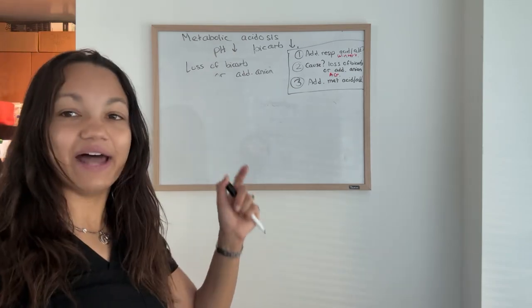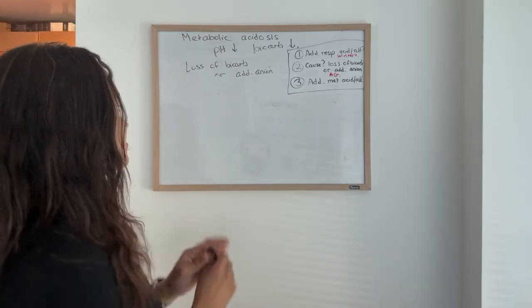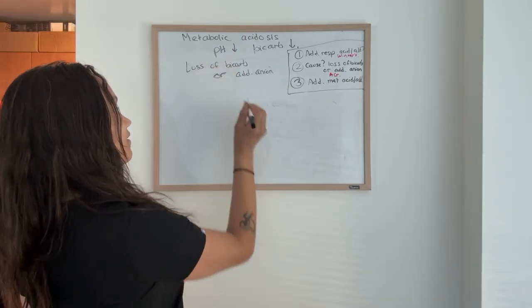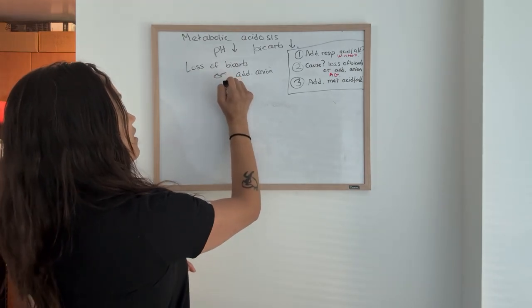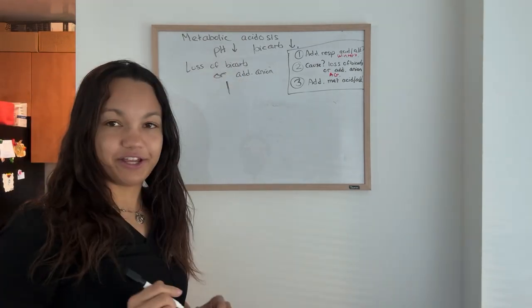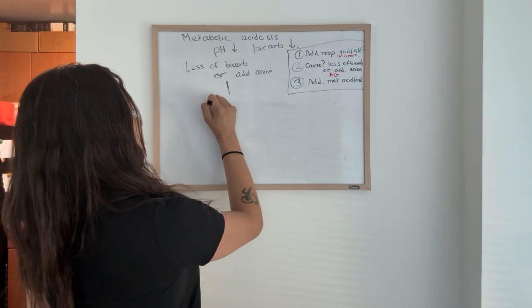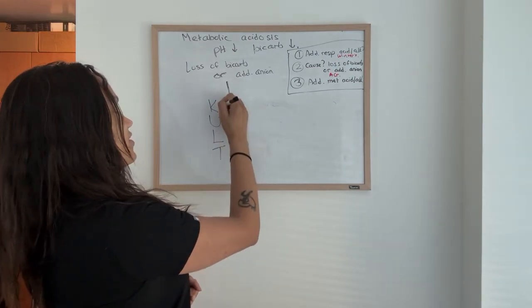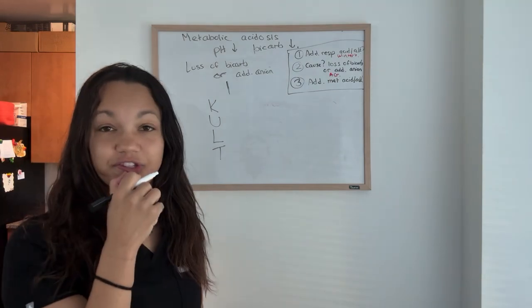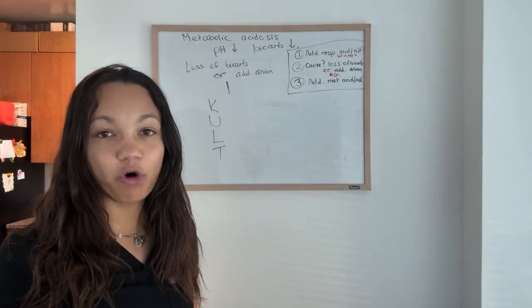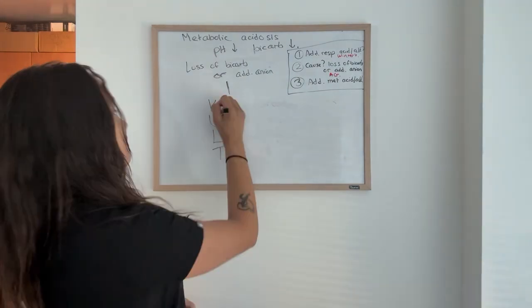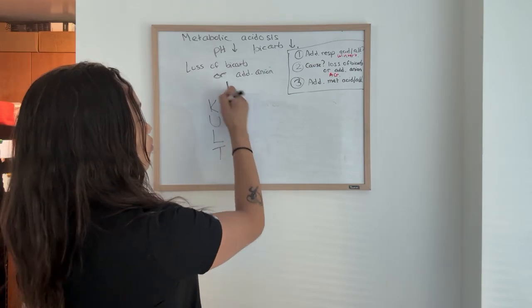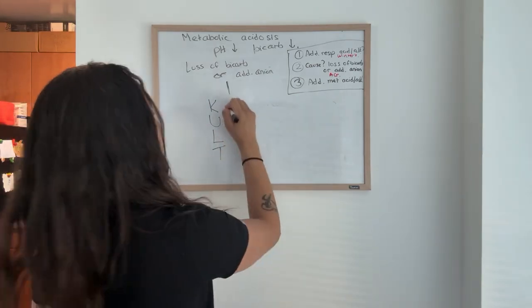What causes an elevated anion gap metabolic acidosis? The mnemonic I use is CULT. So, like maybe you're used to using MUDPILES, maybe you're used to using GOLDMARK. I like to use CULT. So K-U-L-T. What does K stand for? That's ketones.